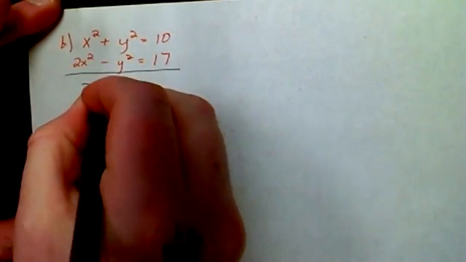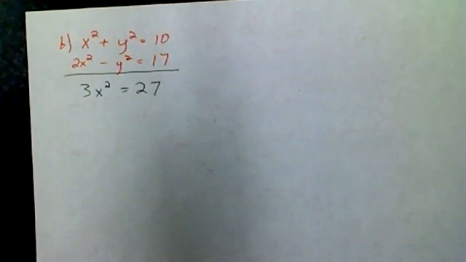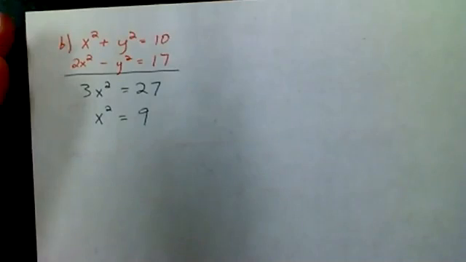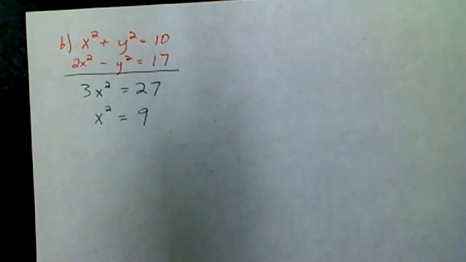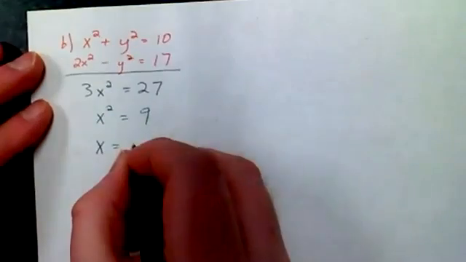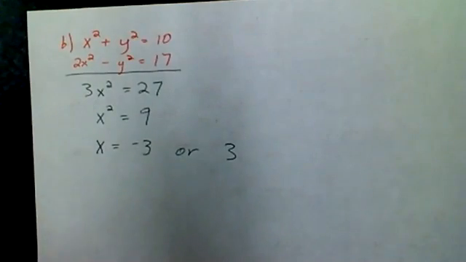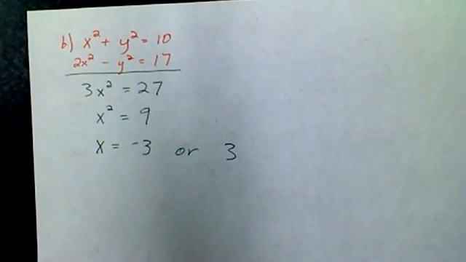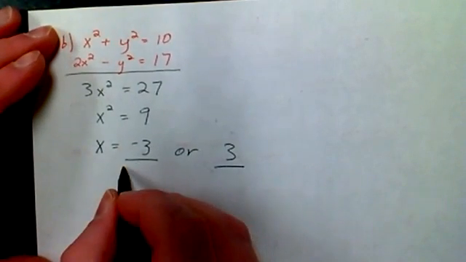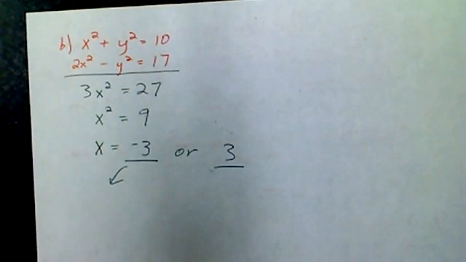So this will give me 3x squared is equal to 27, if I add these. And if I divide both sides by 3, I get x squared is equal to 9. And we know how to solve this. We can take the square root of both sides. But what's the important thing we have to remember? Well, it could be negative 3 or 3. We need to remember our plus or minus when we take the square roots, okay? So once again, I have to split these off, and ask myself, what about when x is negative 3, and what about when it's 3?